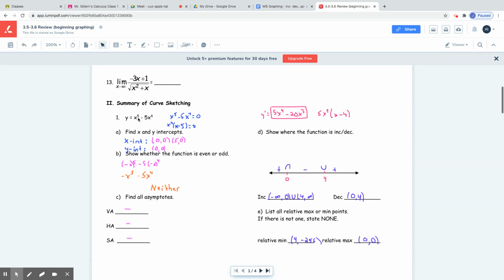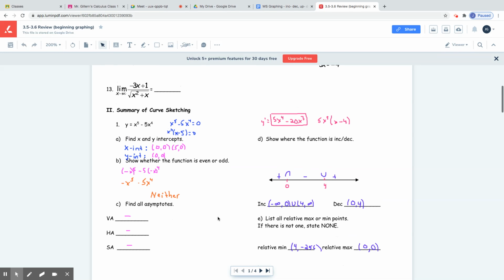All right, just to review what we did yesterday, I like the way the problem was set up better on the other one, where the information was organized a little better, and that's the way it normally is. But you have all your 6 things here on the left: your x and y intercepts, whether it's even or odd, and then your 3 asymptotes. Now remember, since this is a polynomial, there are no asymptotes. So that's why I have a little slash here with the vertical asymptote, horizontal asymptote, and the slant asymptote.